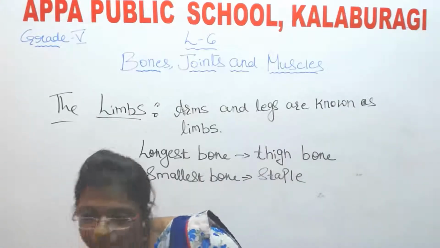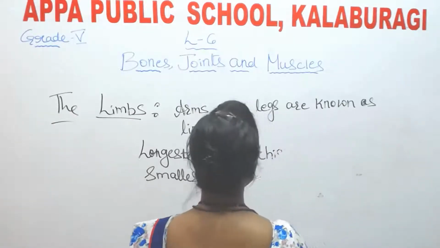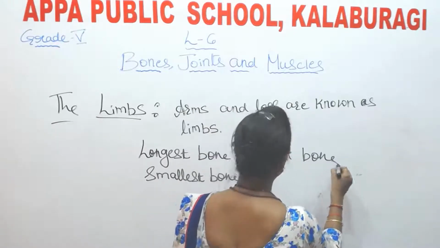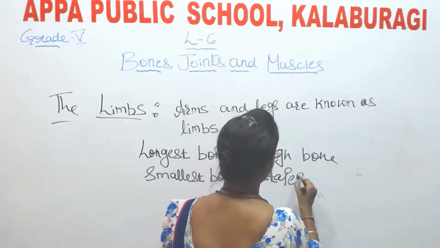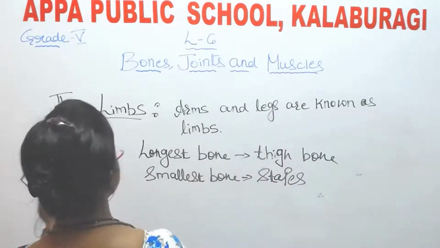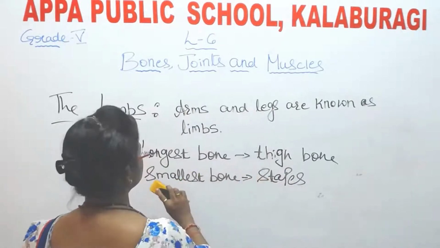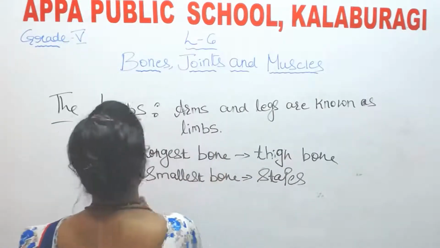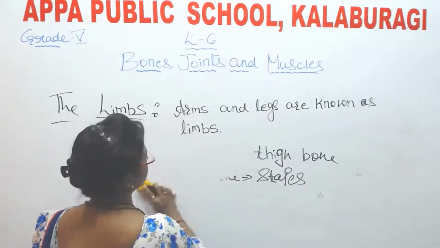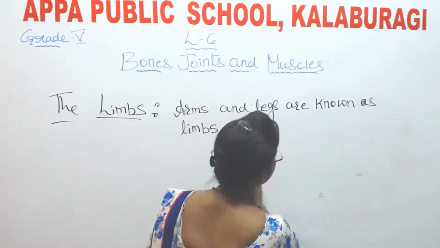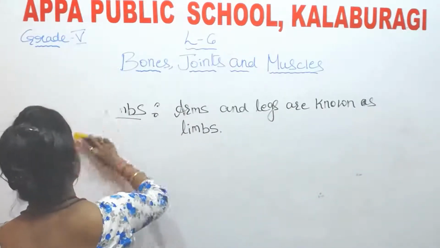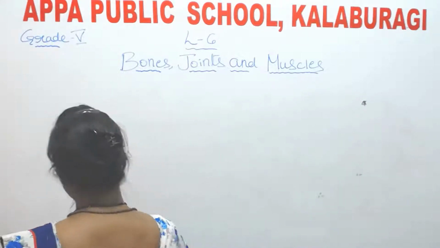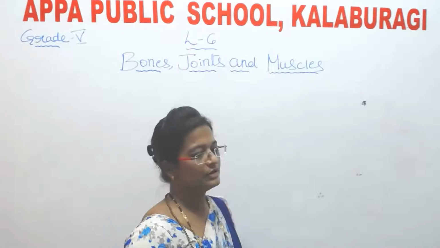Okay, so now we will move forward. Sorry, this is not sternum, it is stapes, S-T-A-P-E-S. Okay, so this is about the longest bone and the smallest, shortest bone which are present in our body. This is about the limbs.